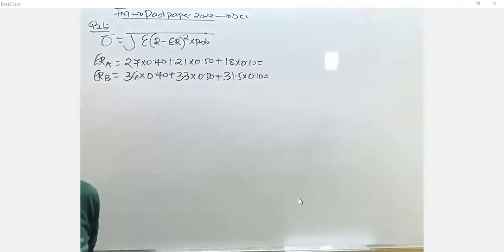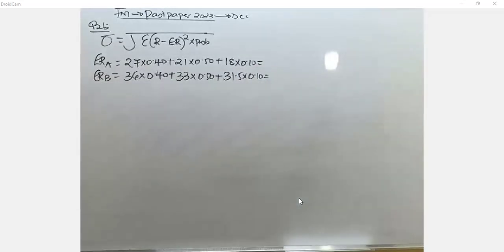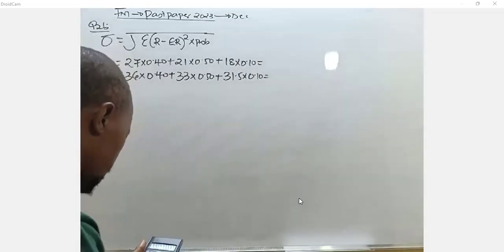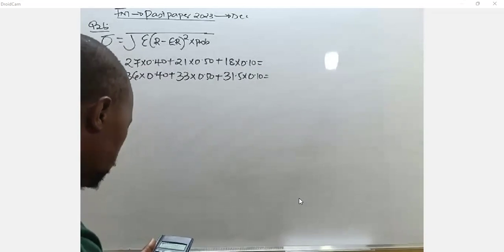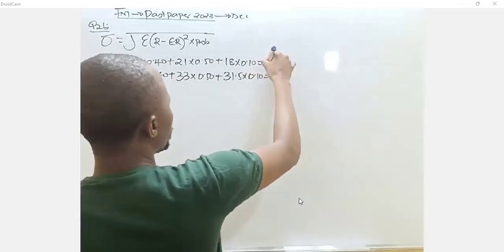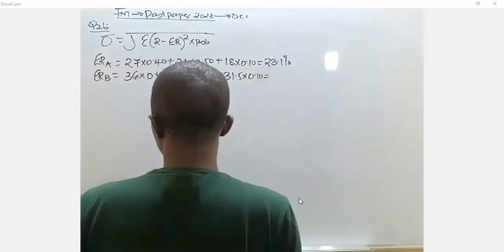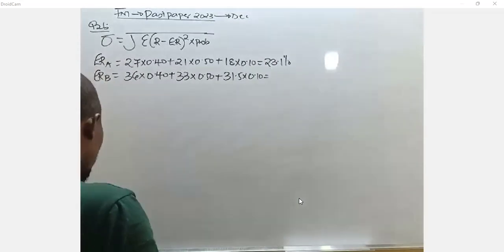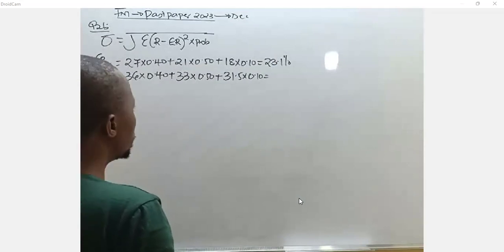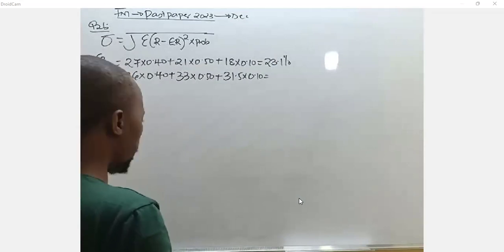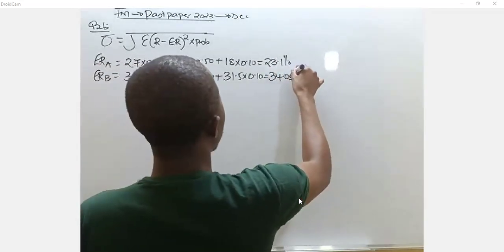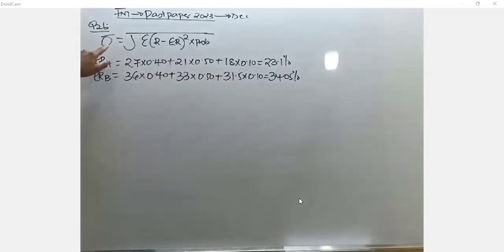All right. So when I have these problems now in an exam, I just need to take my calculator very quickly. I'm not supposed to be wasting my 36 minutes here doing this kind of a question. Plus 18 times 0.10. Here we are getting 23.1%. Then the other one will be 36 times 0.40 plus 33 times 0.50 plus 31.5. We multiply it with 0.10. What we are getting here should be 34.05%.